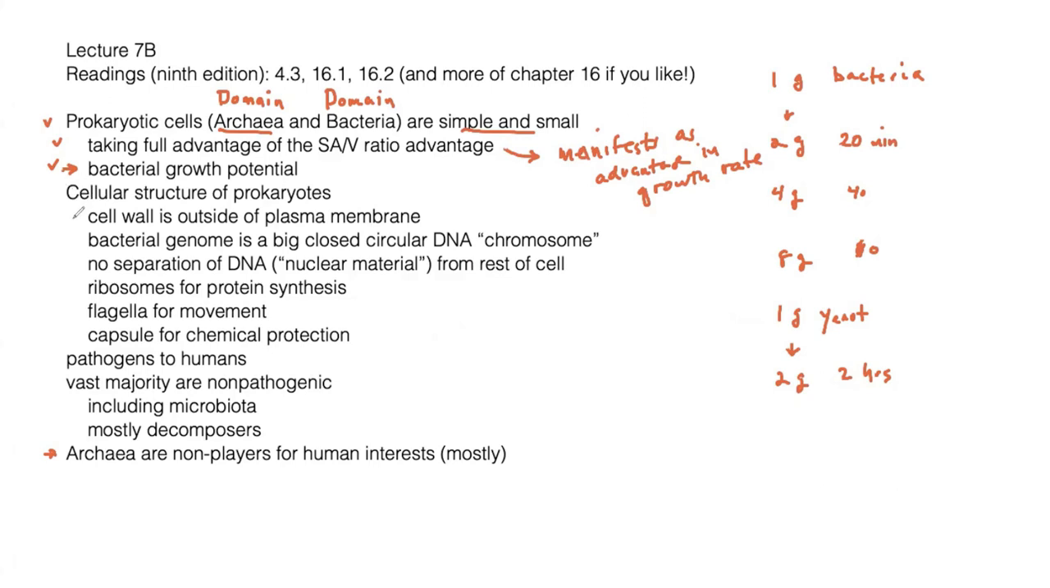So we saw the structure of prokaryotes, a cell wall that's made out of peptidoglycan. It's outside of the plasma membrane. Jack talked about that. The bacterial genome is a huge circle of DNA, right? And we sometimes call it the bacterial chromosome, although it doesn't look like a chromosome that's there in our cells. The nuclear material of the DNA is not separated by a membrane from the rest of the cell. We've got ribosomes for protein synthesis.